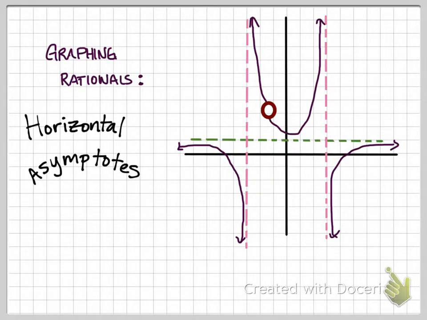Okay, so we've been graphing rationals for the last few days, and I decided to go ahead and break it down as a play-by-play type of a thing. So this first topic is going to be horizontal asymptotes because that's what we normally look for first.